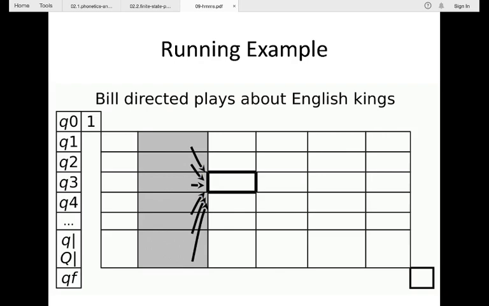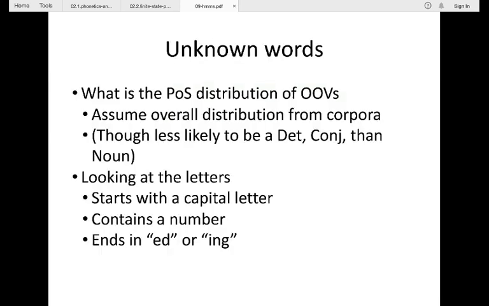I do not know what this slide is supposed to mean. So what about unknown words? Well, we can look actually at what the part of speech distribution of out of vocabulary words is. So we can treat out of vocabulary words as a separate token, and we can estimate this from corpora. They're less likely to be closed class items than to be open class items.